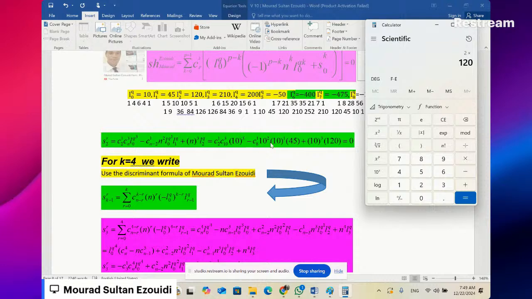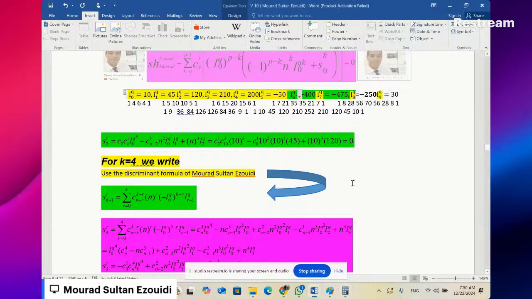Because all of them have a common factor, 10 cubed. Minus 8 times 45, plus 120. Multiply by 10 cubed, no change. It will be 0. Therefore, S2 now is going to be 0.